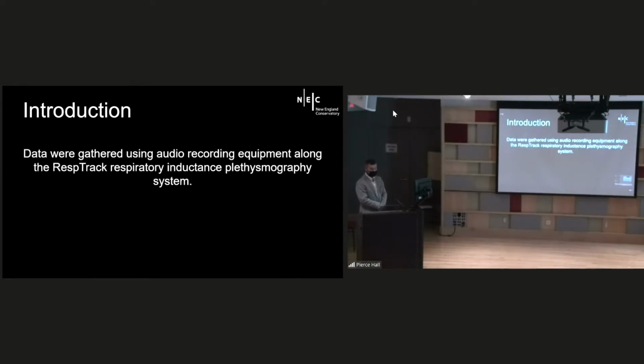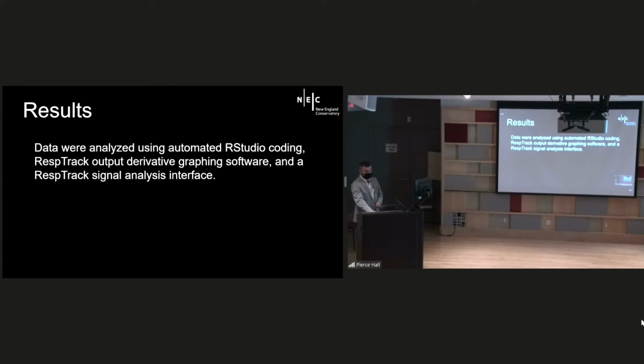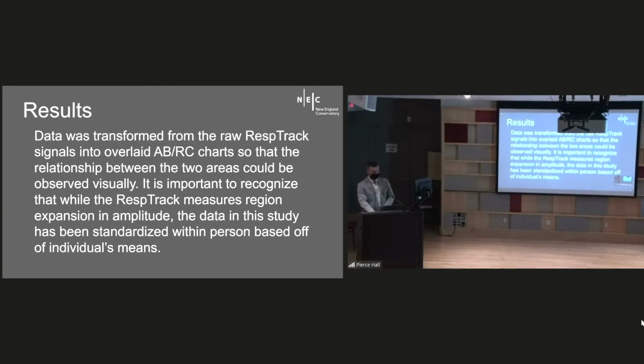Data were gathered using audio recording equipment along with the RespTrack respiratory inductance plethysmography system. And as my colleague Emma noted earlier, the RespTrack uses 2 inductance bands to measure expansion and contraction of the abdominal and ribcage regions. Data were analyzed using automated RStudio coding, RespTrack output derivative graphing software, and the RespTrack signal analysis interface. Data were transformed from the raw RespTrack signals into overlaid ABRC charts, that is, abdominal and ribcage charts, so that the relationship between the 2 areas could be observed visually.